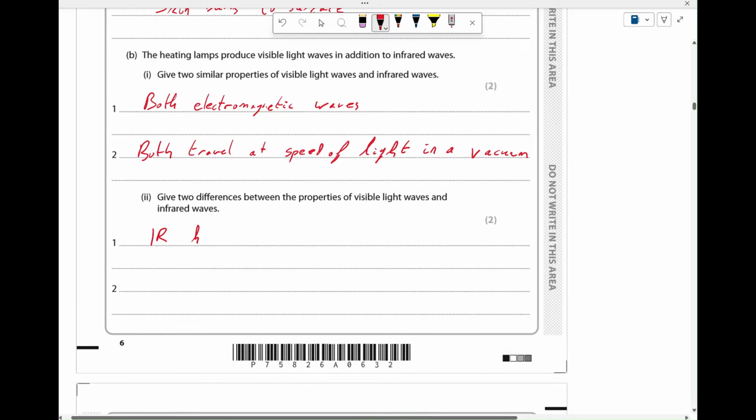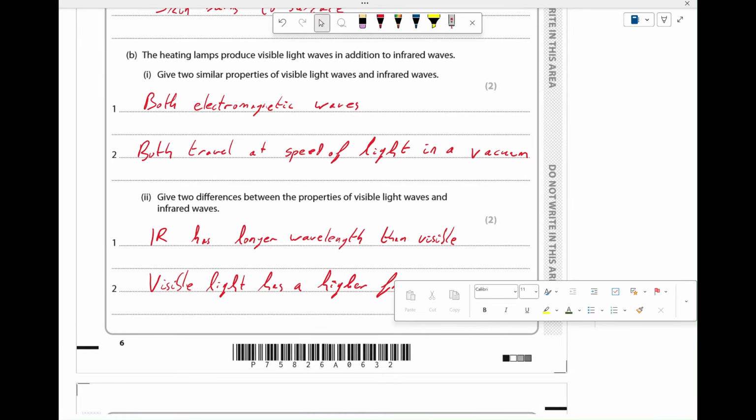Okay, and then the next question is, what are the differences? Infrared has a longer wavelength. The electromagnetic spectrum is all about different waves that all have different wavelengths and different frequencies. So infrared has a longer wavelength, and visible light has a higher frequency. Now, mark my language here. When I'm talking about wavelength, I'm talking about long or short. When I'm talking about frequency, I'm talking about high or low.